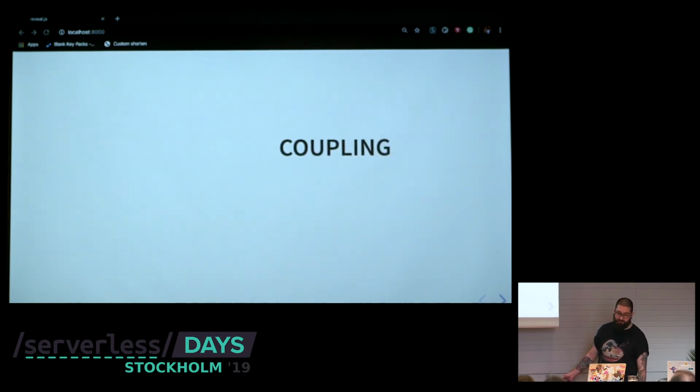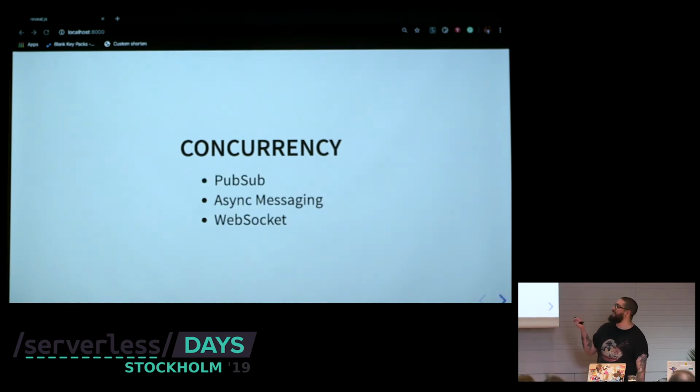Yeah, we've already talked about concurrency. So just to continue on that, PubSub, asynchronous messaging, and WebSockets are a really nice solution. I really think this should say coupling, so it's still coupling. PubSub, async messaging, and WebSockets are really nice to solve coupling issues.